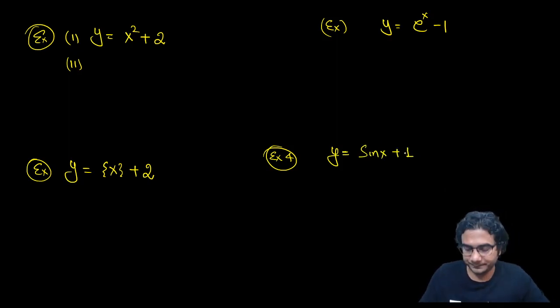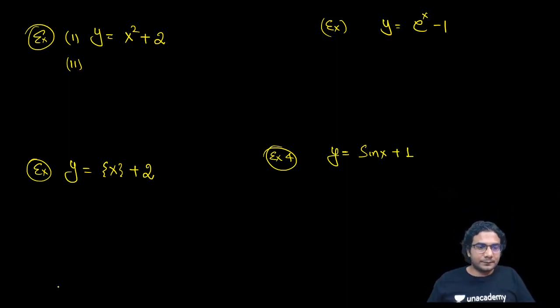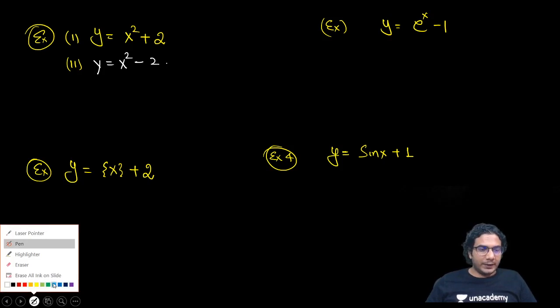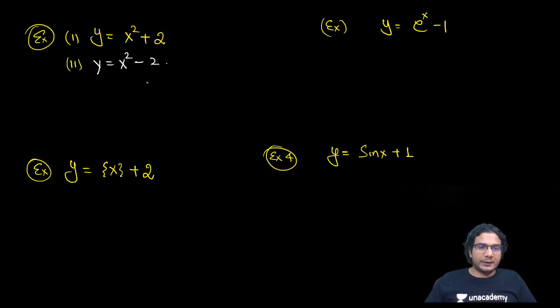All right, so you need to plot these graphs. In this you need to plot 2, y is equal to x square minus 2 as well. All right, so you start, I'll draw coordinate axis. You guys start plotting it.